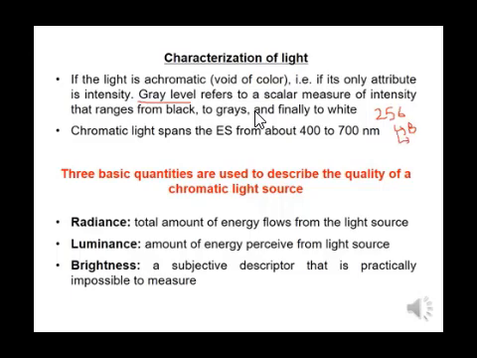So radiance is what? It is the total amount of energy that flows from the light source. Luminance is the amount of energy that is received from the light source. Brightness is the subjective descriptor that is practically impossible to measure. We cannot measure brightness. It is just used for the sake of description, like how much lightness content is in that particular object image.